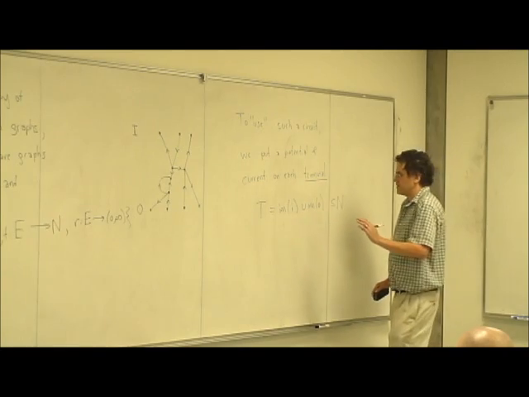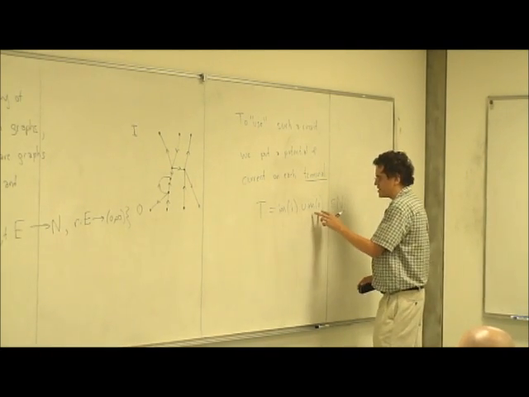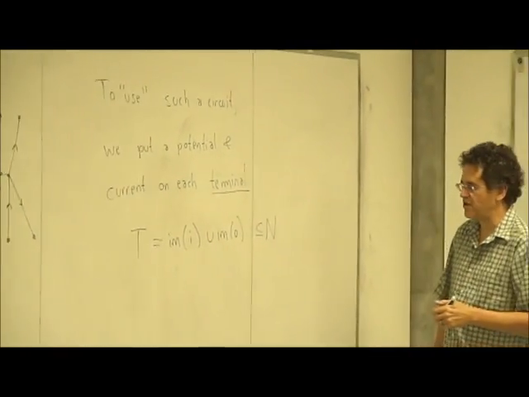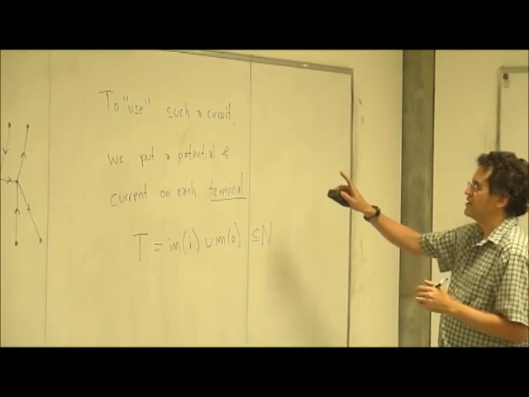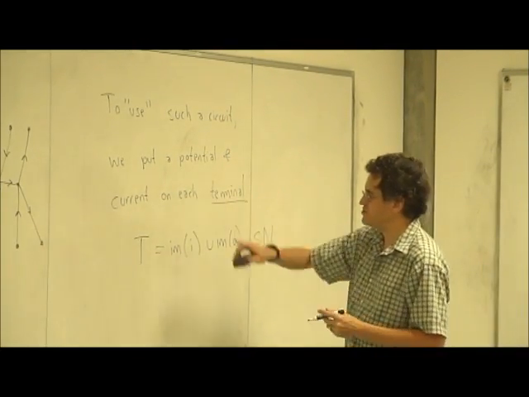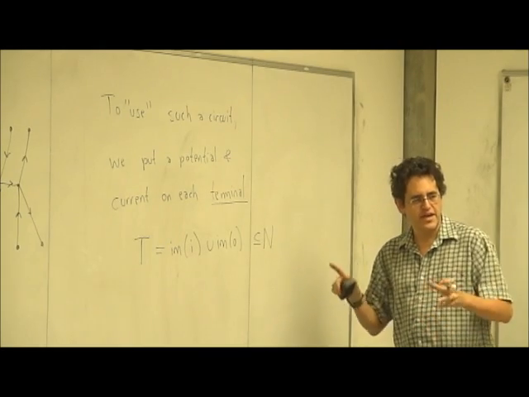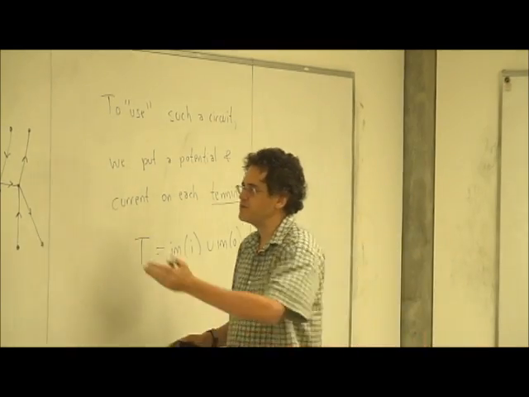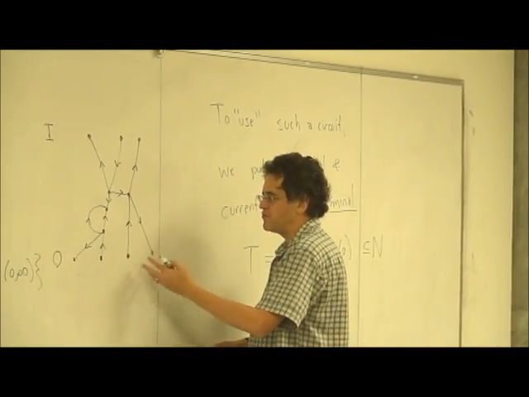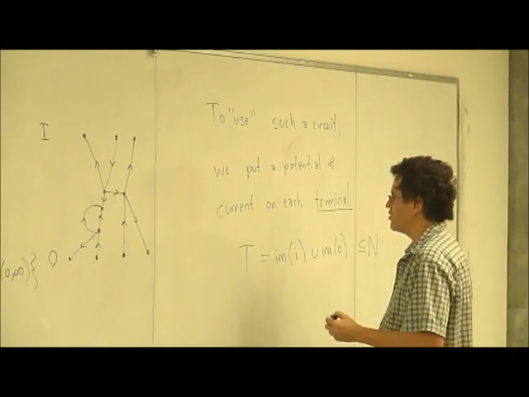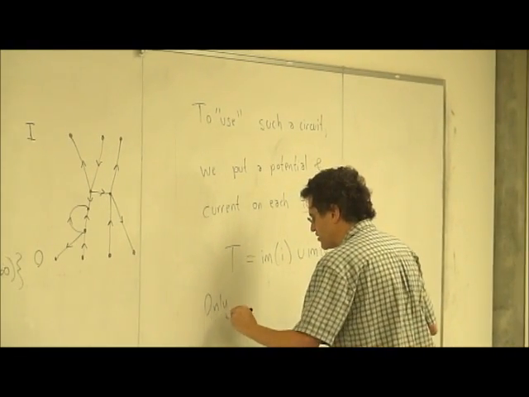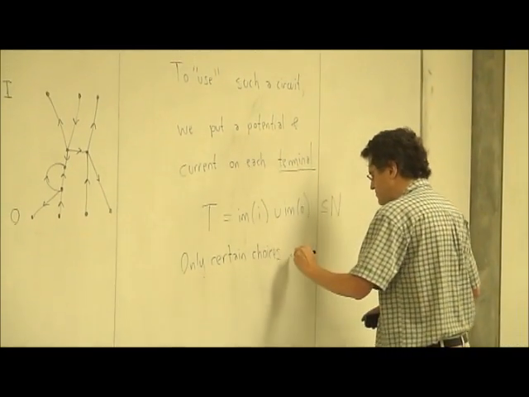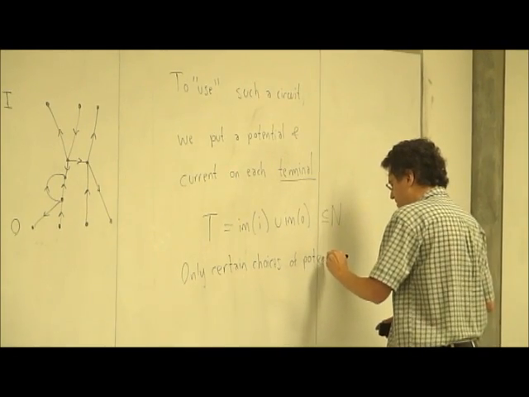So anyway, this is why I'm saying I union O instead of just I, capital I, disjoint union capital O. Okay, but anyway. So what we do is we put a potential and current on each terminal, but the interesting thing is you can't just put any old potential and any old current on each terminal. As I said, very often if you put potentials on the terminals, that will determine the currents. So only certain choices are allowed, and that's what I want to explain.